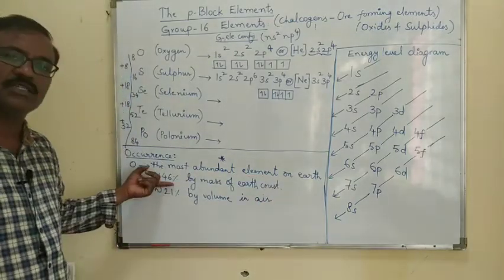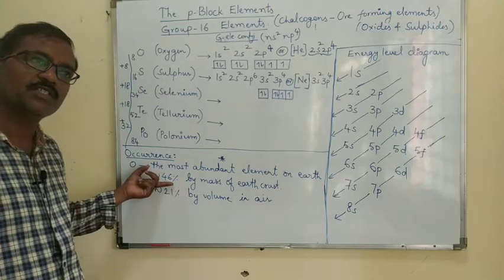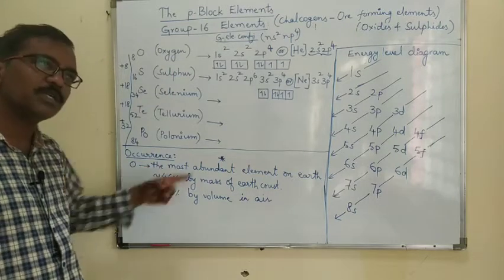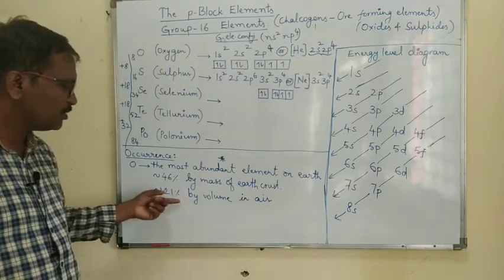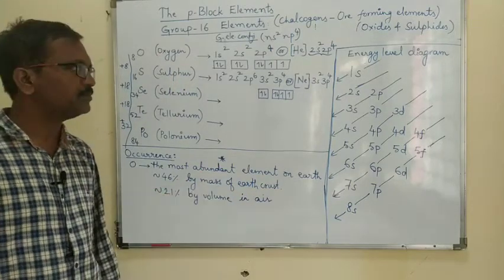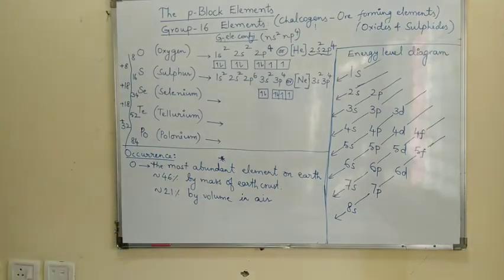So what is the percentage in the earth crust? It is 46%. What is 21%? It is in the air. This is in the earth crust, this is in the air, 21% by volume in the air.